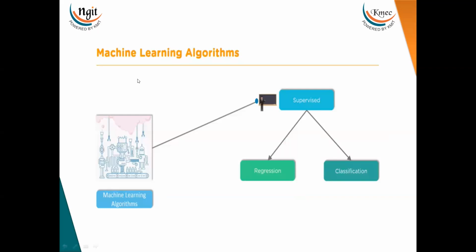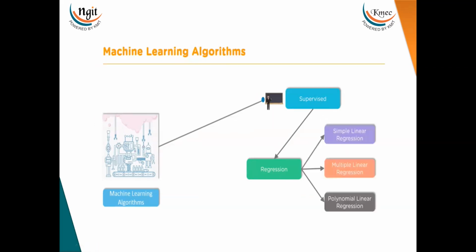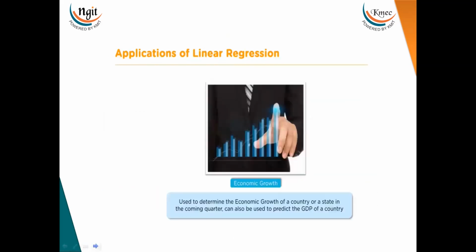Whenever we talk about supervised machine learning algorithms, we divide them into two categories: one is called regression techniques, the other is called classification techniques. We are focusing on regression. In the case of regression, we have simple linear regression, multiple linear regression, and polynomial linear regression. We'll first discuss what simple linear regression is.